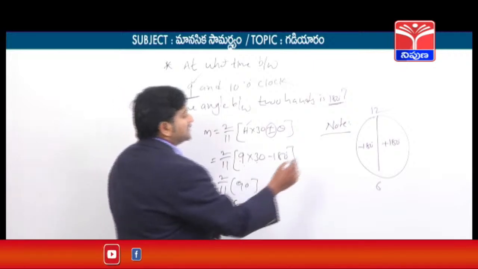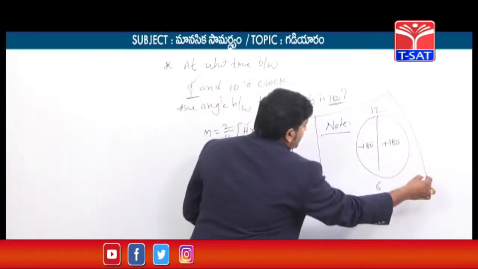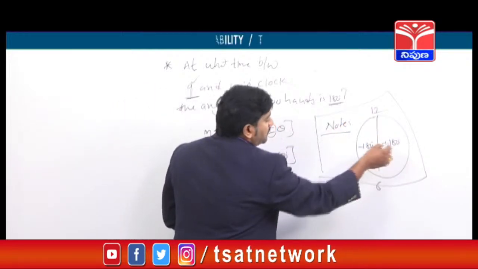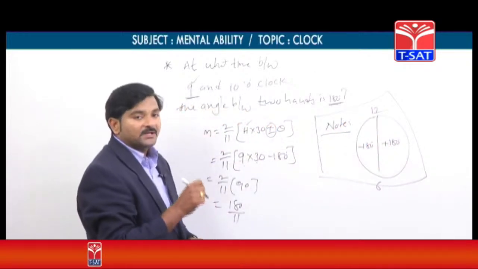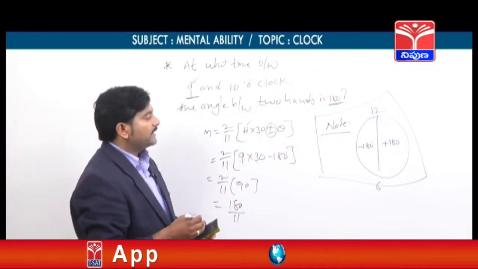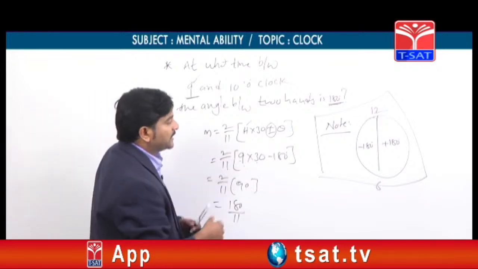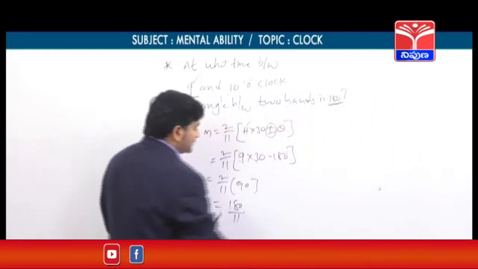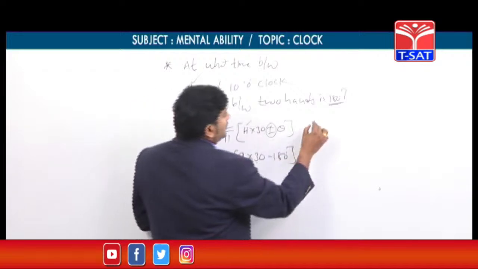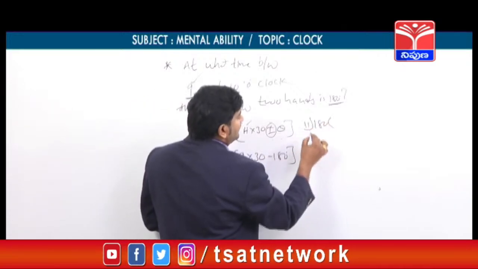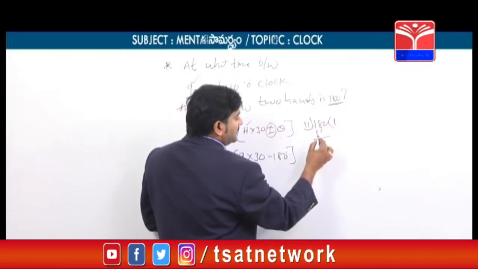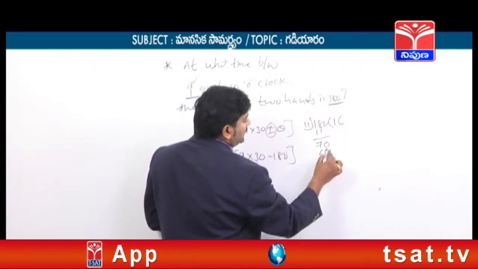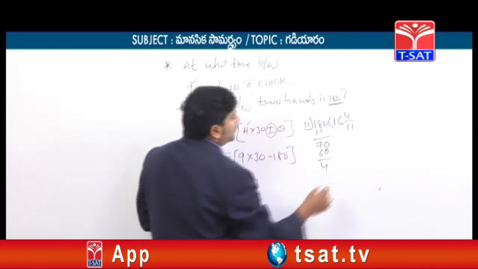Again, let's simplify this. Just focus on this. I am going to do the simplification part here, because if the time is from 12 to 6 it would be plus 180 degrees, and if it is from 6 o'clock to 12 o'clock it would be minus 180. Just focus on that part. Now 180 by 11: 11 ones are 11, so 7 left; 11 sixes are 66, so 4 left. The final answer is 4 by 11 minutes.